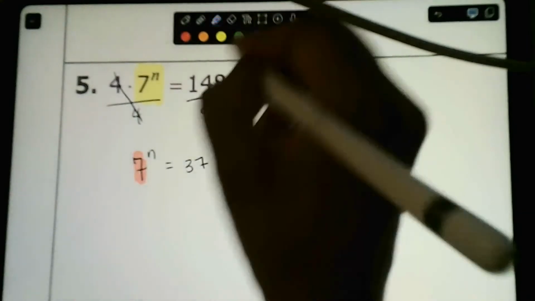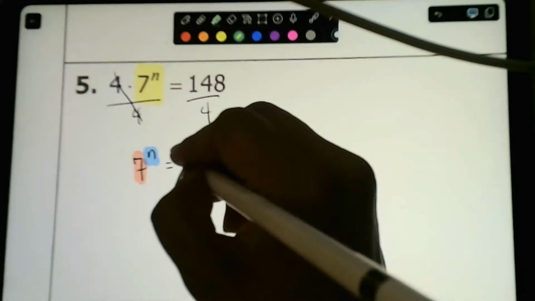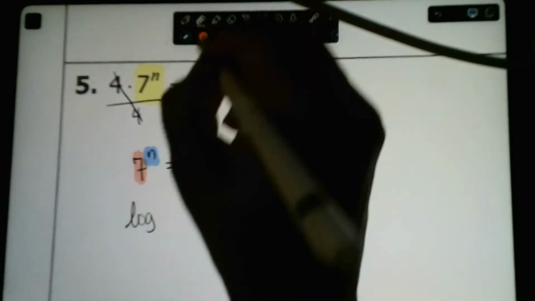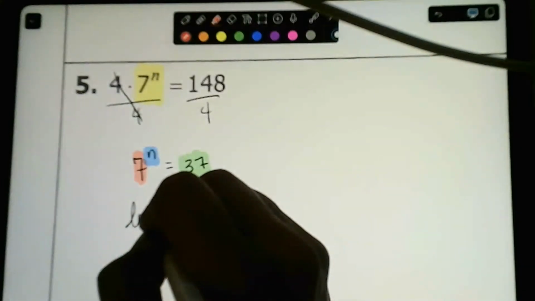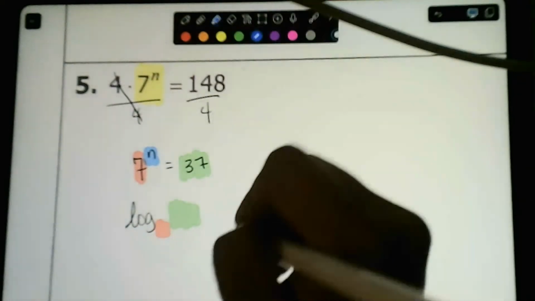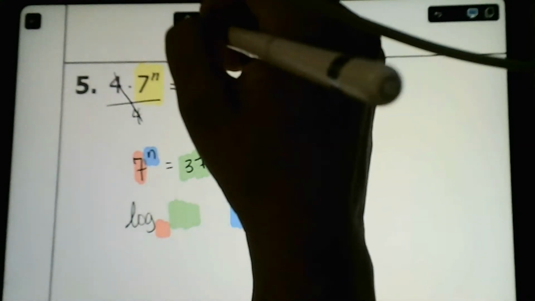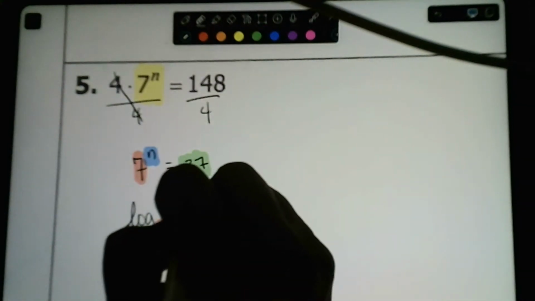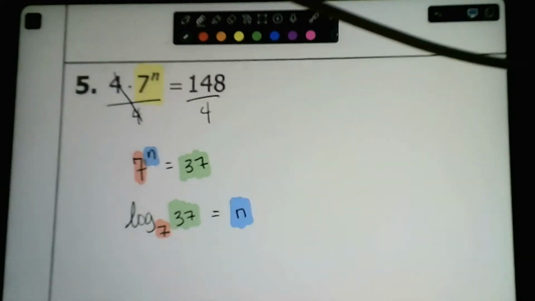This is the base. This is the exponent. This is the stuff I'd be taking the log of. So it's going to be the log of the base, the stuff I'm taking the logarithm of, equals the exponent. Log base 7 of 37 equals n.